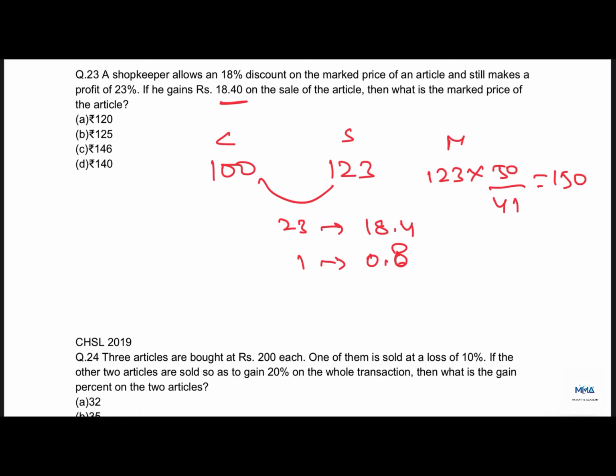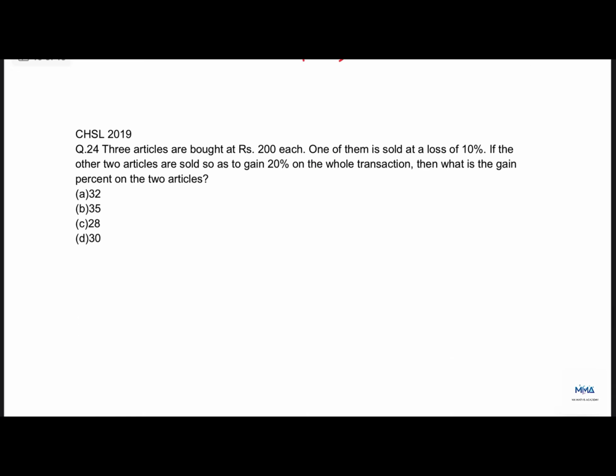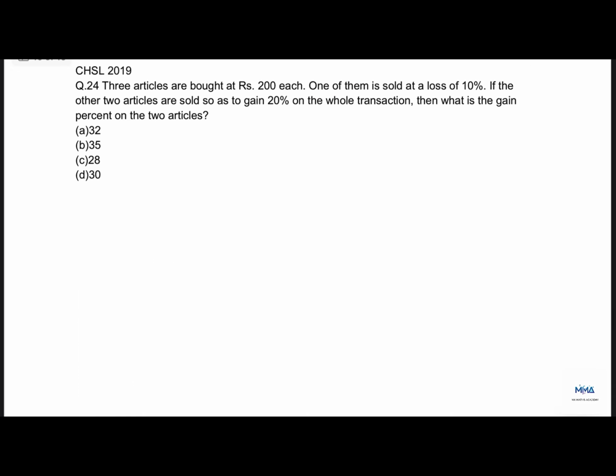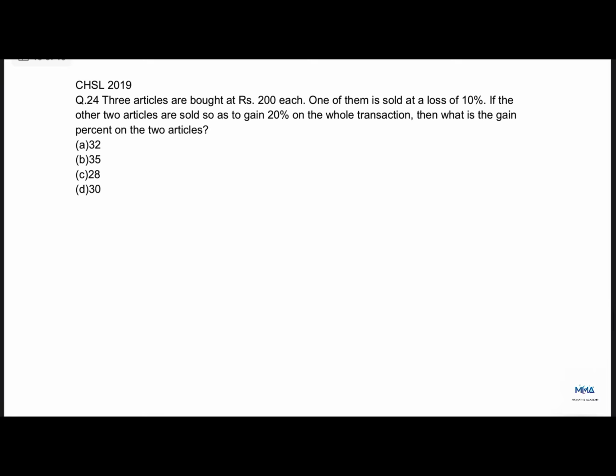So we need the price of 150 units, which is going to be 120. 3 articles are bought at 200 each. One of them is sold at a loss of 10%. If the other 2 articles are sold so as to gain 20% on the whole transaction, then what is the gain percent on the 2 articles?